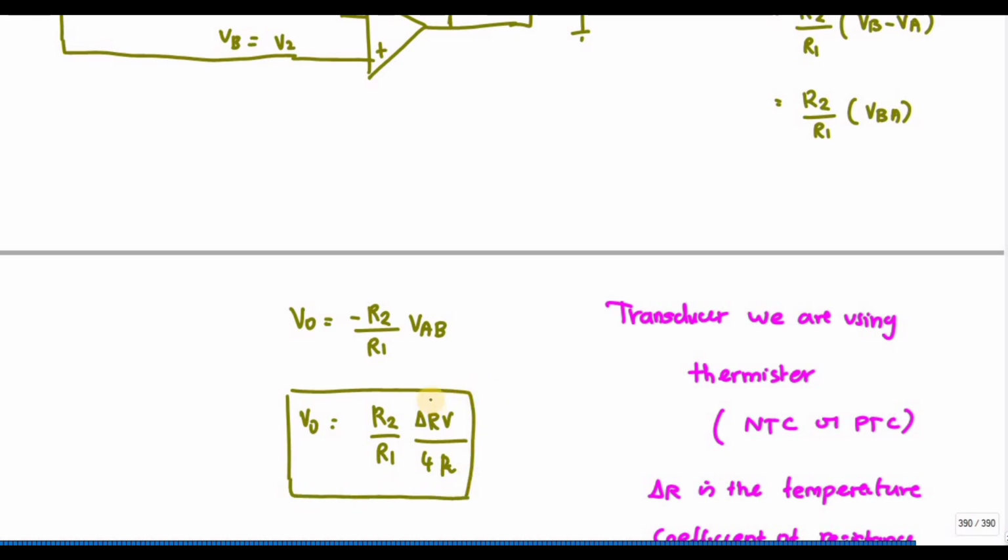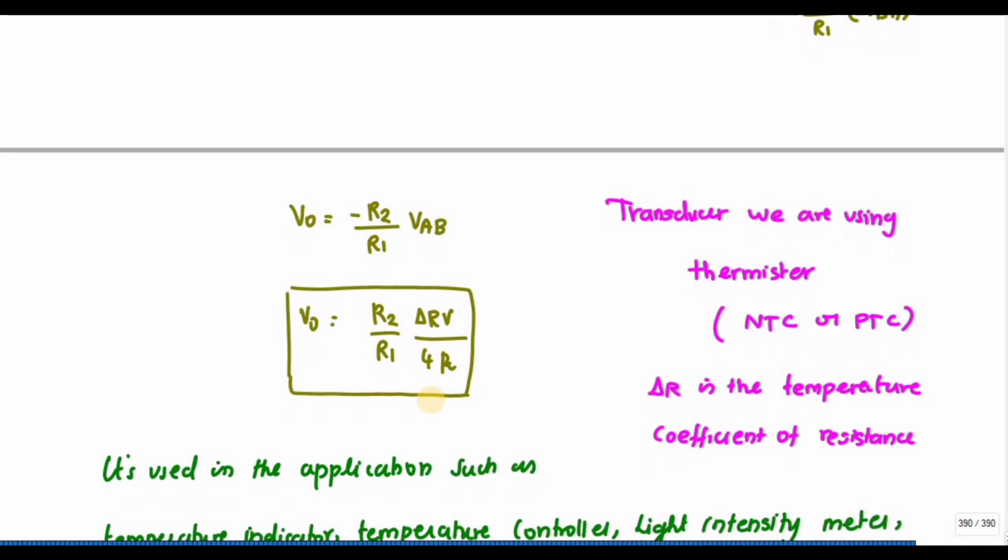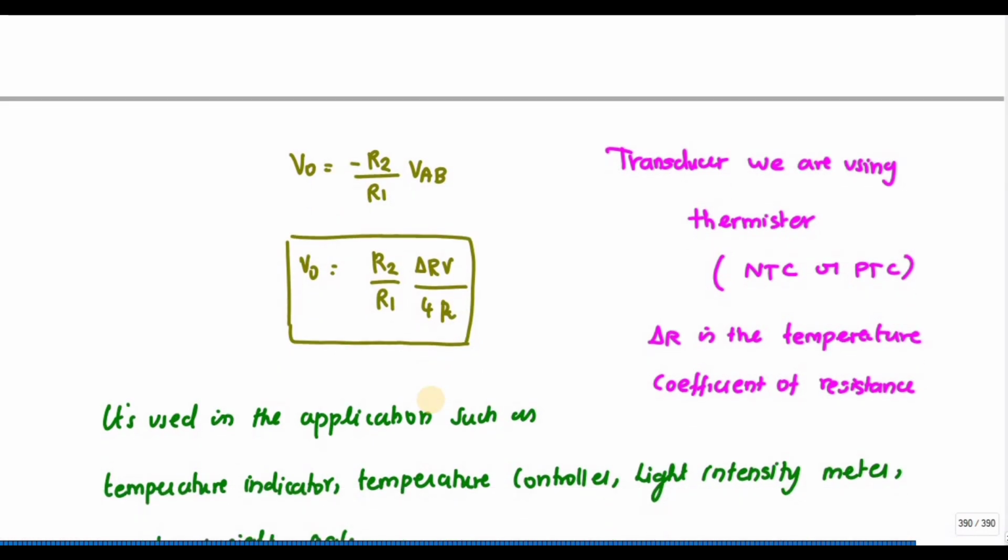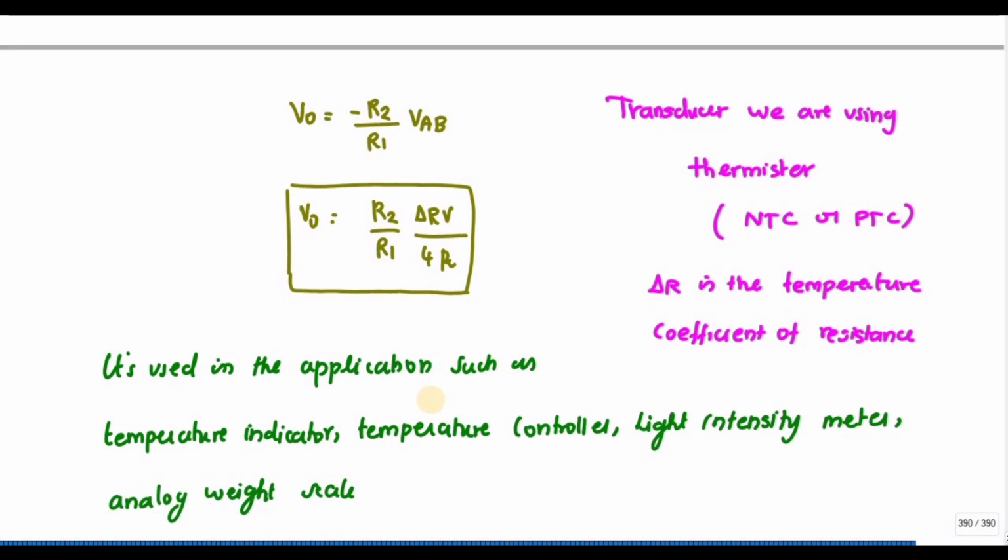Here the transducer we are using is nothing but a thermistor, which has a negative temperature coefficient or positive temperature coefficient. Negative temperature coefficient means if the temperature increases, the resistance decreases. For the positive temperature coefficient, if the temperature increases, the resistance also increases. And here del R is the change in the resistance due to temperature. These types of circuits are used in applications such as temperature indicators, temperature controllers, light intensity meters, and analog weight scales.